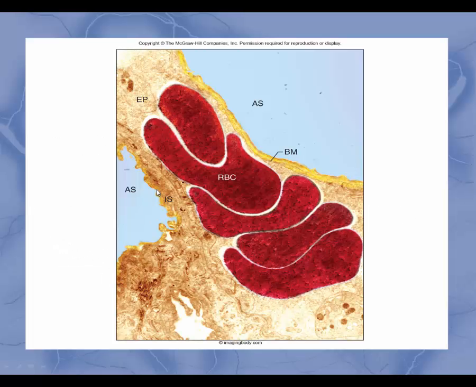And here's how one looks. These are red blood cells squeezing between some alveoli here. Alveolar space, alveolar space. This is how thin they are. And again, it's a real image, it's not a drawing.